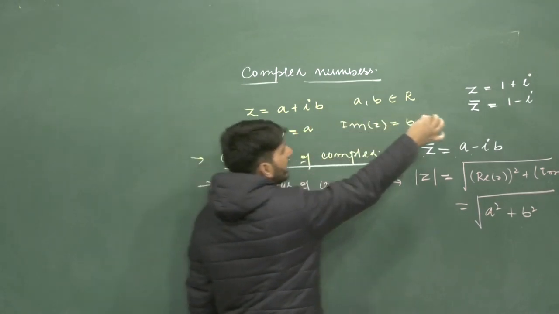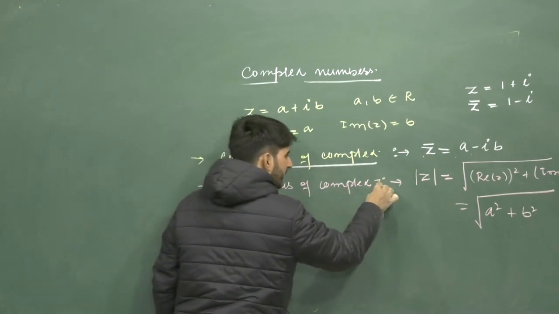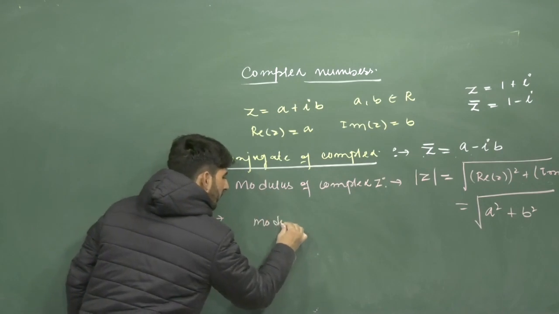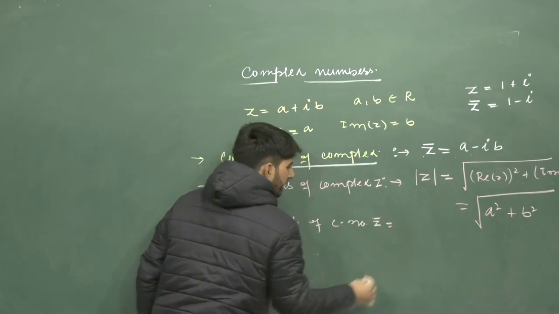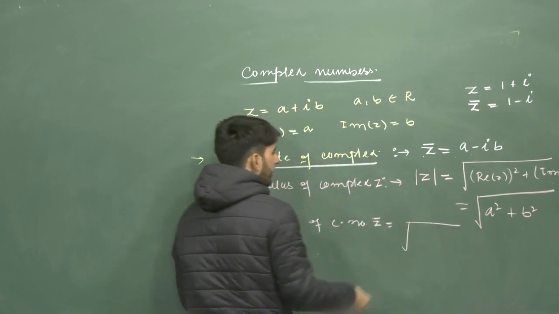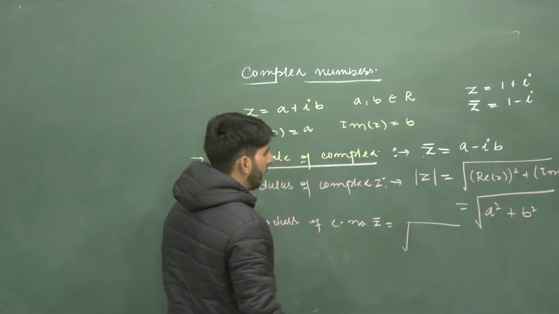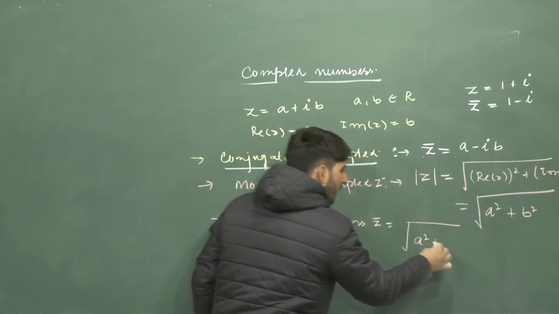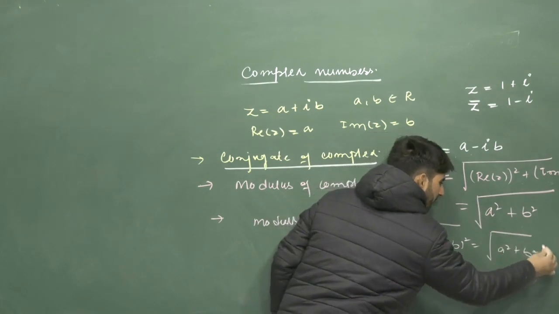So, if we find the modulus of the conjugate, the modulus of z conjugate, as we know that the modulus of a complex number is the square root of the real part squared plus the imaginary part squared. Here the real part is a, that is a square, plus the imaginary part is minus b, squared, which is the same as the square root of a square plus b square.